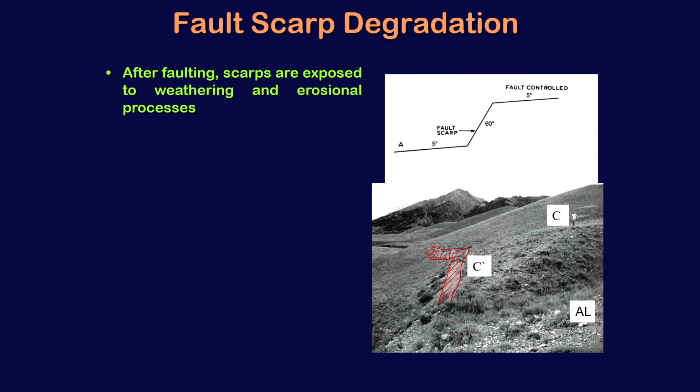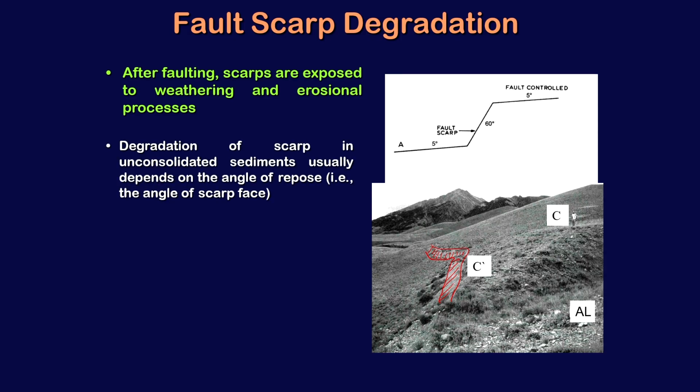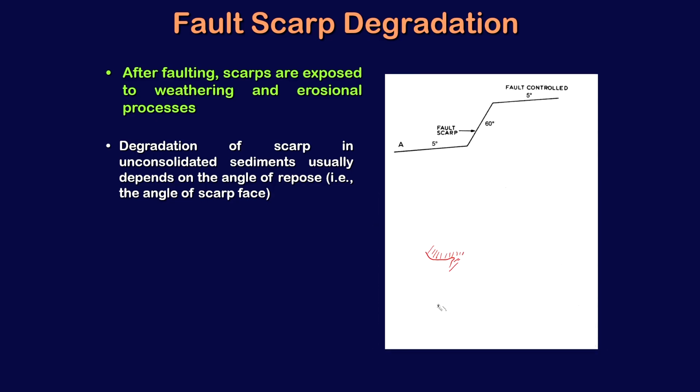So, after faulting, scarps are exposed to weathering and erosional processes. Degradation of the scarp in unconsolidated sediments usually depends on the angle of repose. That is the angle of the free face, which we were talking about in the previous slide. So, the scarp angle is important, that is what we call the angle of repose. After the formation of the scarp the angle is higher, but it will start eroding from the free face and start depositing in the medial part as well as the wash face, at the toe of the scarp. So, this dotted line is showing the erosion which is going on, and this portion will be deposition, this will be eroded.